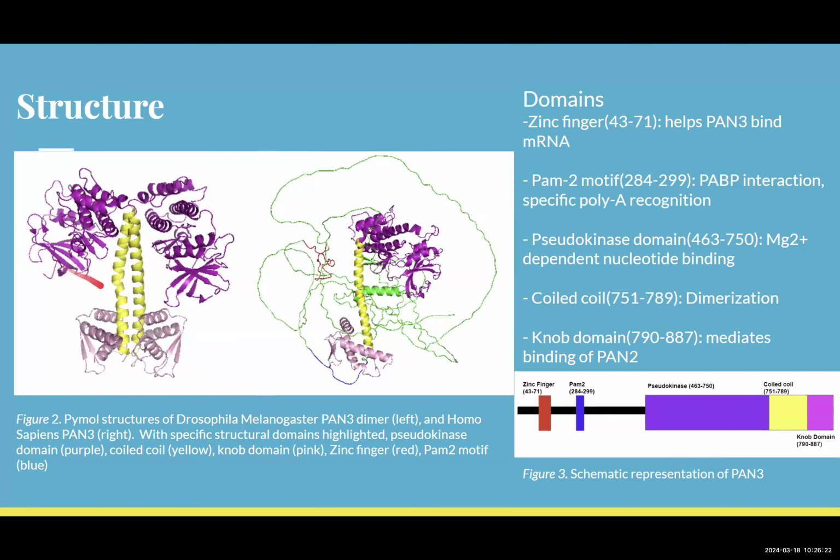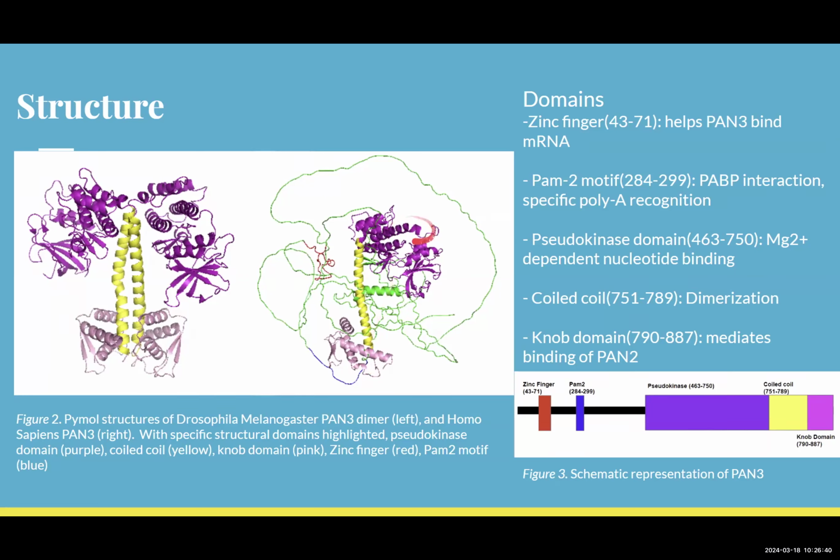And then next up, we have a PAM2 motif here in blue, and this one helps mediate the interaction between PAN3 and poly A binding proteins. And it's also flanked here and here by a cluster of phosphorylation sites, and it's a very important regulatory region, which I'll get into later.